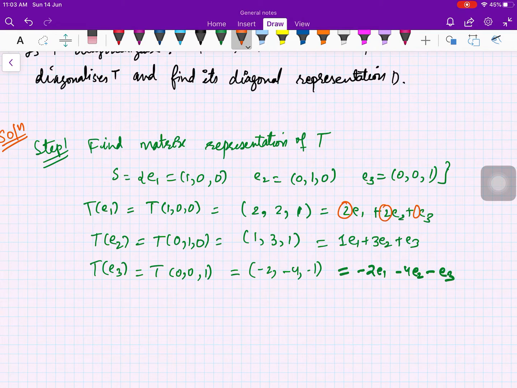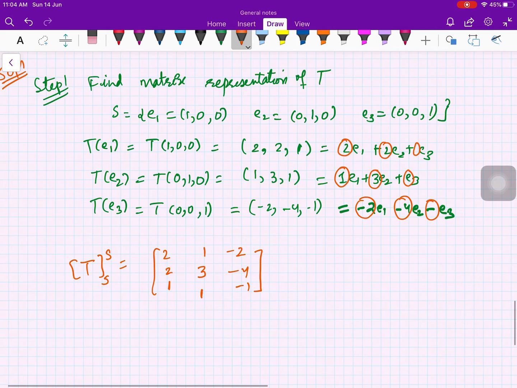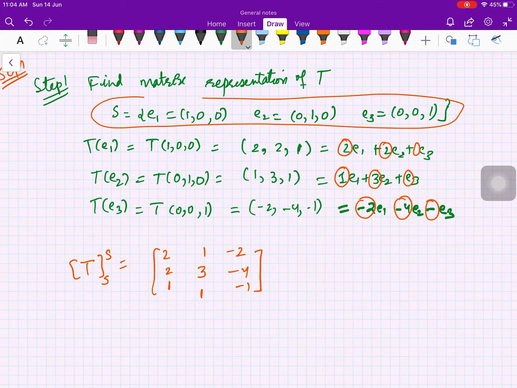Fine. Now your matrix representation of T, this will be your first column, this is your second column, and this is your third column. Right, so your matrix representation of T with respect to standard basis will be rows (2, 1, minus 2), (2, 3, minus 4), (1, 1, minus 1). So with respect to this we will find the eigenvalues.